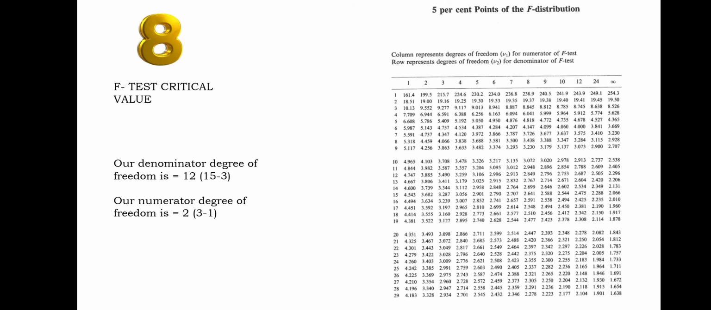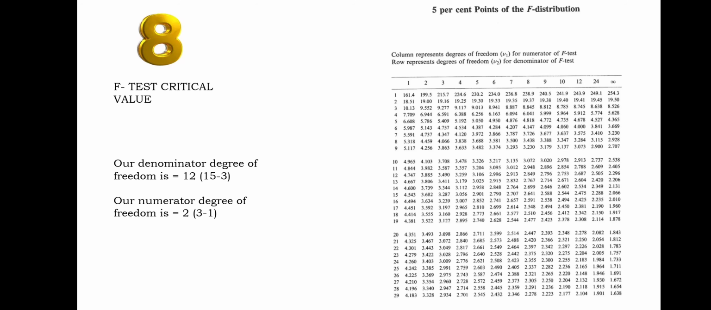In our table, the column represents degree of freedom between the groups, and our rows represent the degree of freedom, that is 15 minus 3, 12. So we have to see in the table, we have to match V1 with V2. V1, in our example, was 2, and we have to match it with our V2, that is, in our case, 12. So if you match 12 and intersect with 2, you will see the value is 3.885.